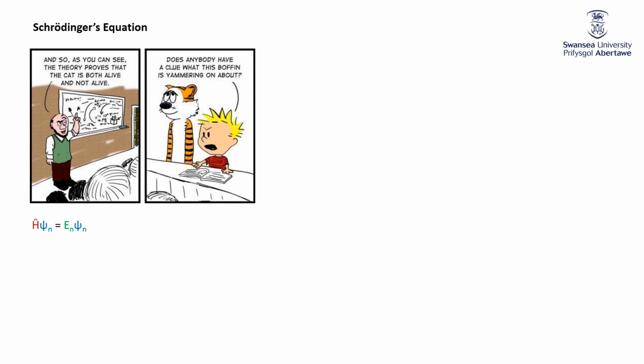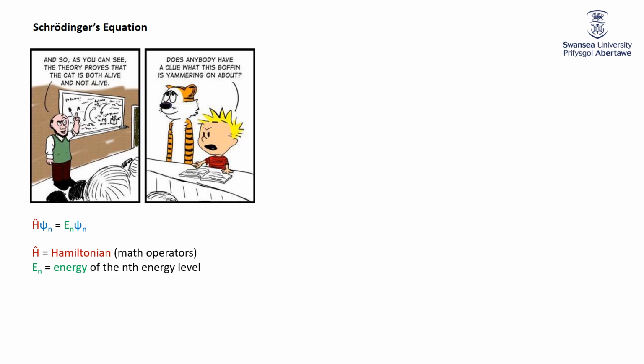You can only solve it exactly for one electron systems, but you can get approximate solutions to this that will help you significantly understand atomic and molecular properties. Anyway, what are these things? H with a cap is called a Hamiltonian. It's a maths operator. Essentially, it's just a list of instructions, and I'll give you a very simple operator in a minute.